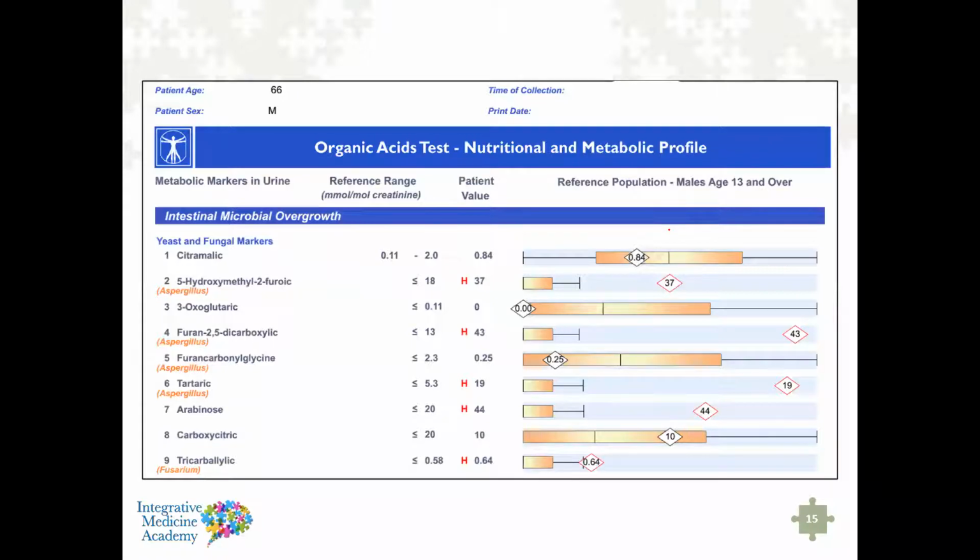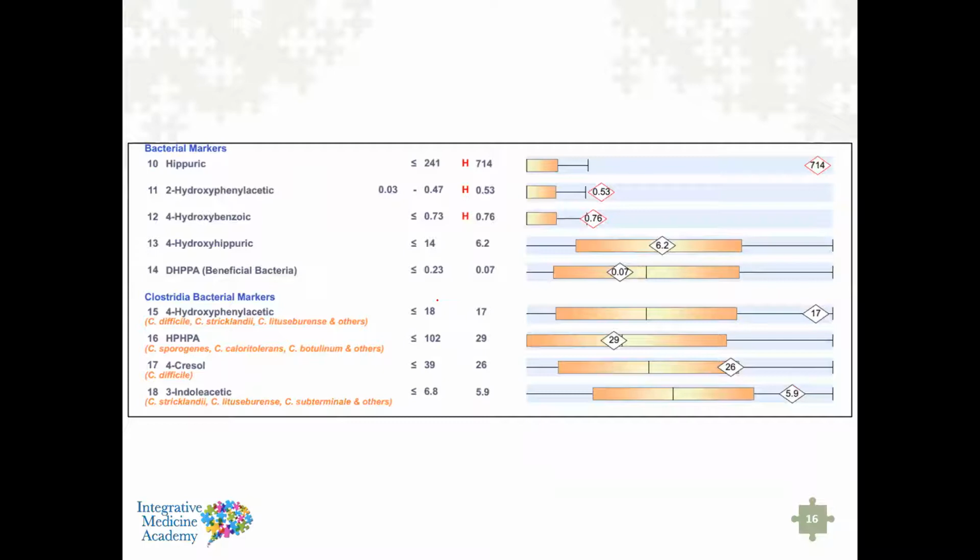And if you look at a typical organic acid test in somebody who has a lot of markers, this is page one of an individual who actually has mold exposure. We can see a number of organic acids that are reflective of that mold. Marker two, marker four, for example, marker six as well. And then we can see organic acids that are reflective of other types of fungus, like arabinose linked to candida, or tricarballylic, which is an organic acid reflective of fusarium mold exposure. There are many bacterial markers that can show up. So these are all reflective of what's happening in the gut, but these are all organic acids themselves.